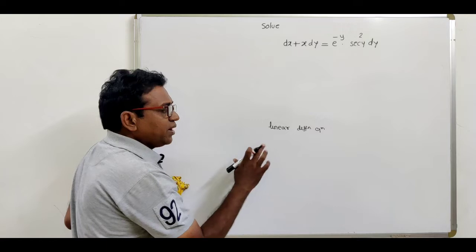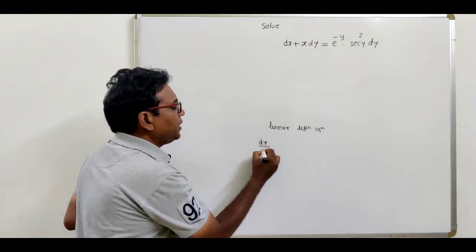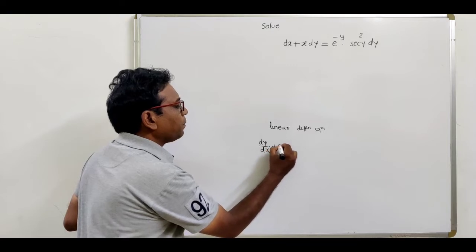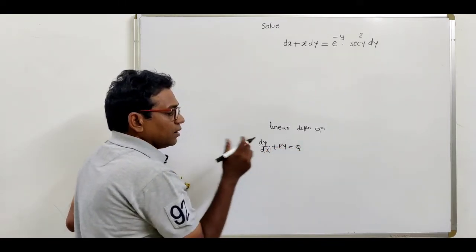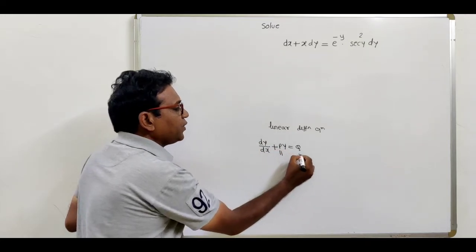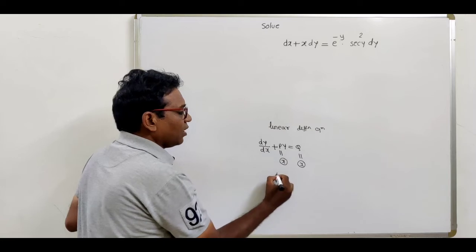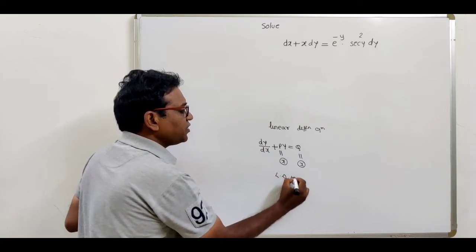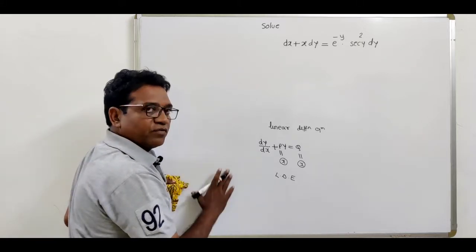A differential equation of the form dy by dx plus py is equal to q, where p and q are functions of x alone. This is called a linear differential equation. See, what is the definition of linear differential equation?